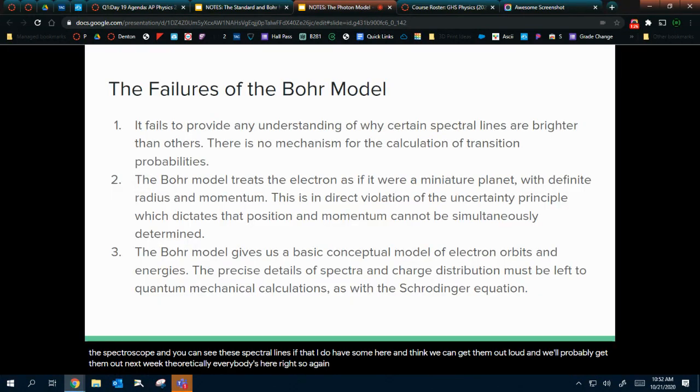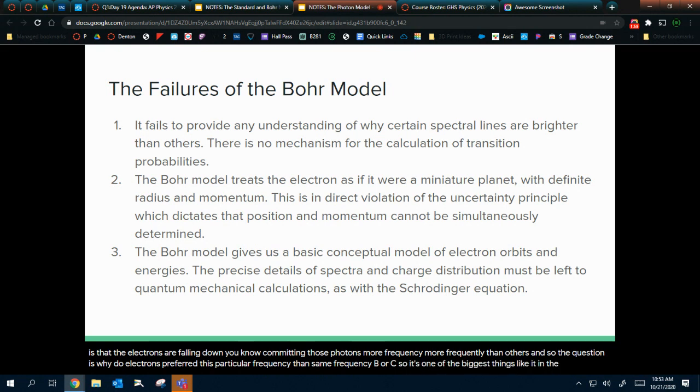So again, Bohr model wrong. Here are some of the main reasons. It fails to provide any understanding of why certain spectral lines are brighter than others. If certain spectral lines are brighter, what that means is that the electrons are falling down, emitting those photons more frequently than others. And so the question is, why do electrons prefer this particular frequency rather than, say, frequency B or C? Okay. So that's one of the biggest things.